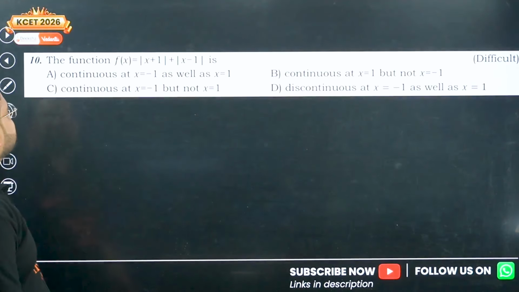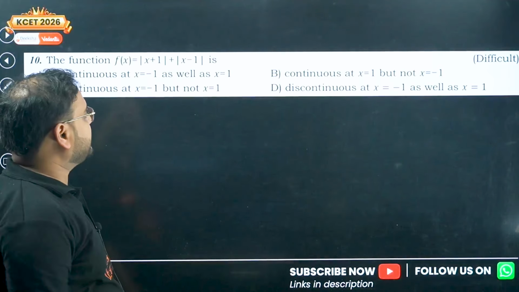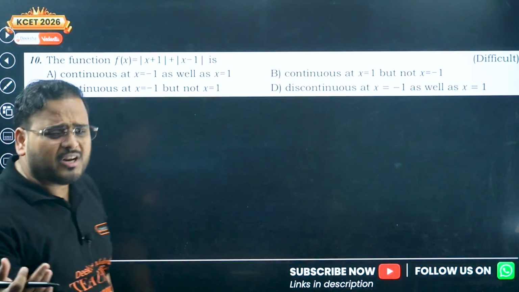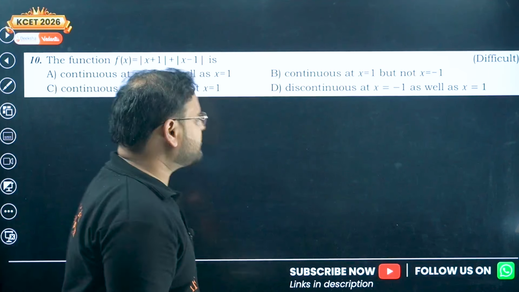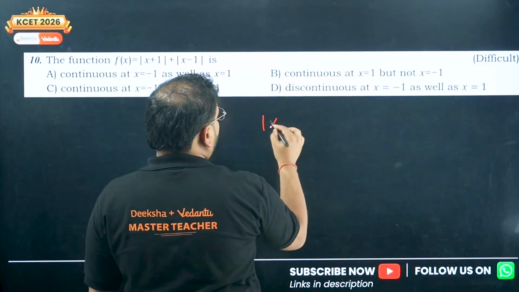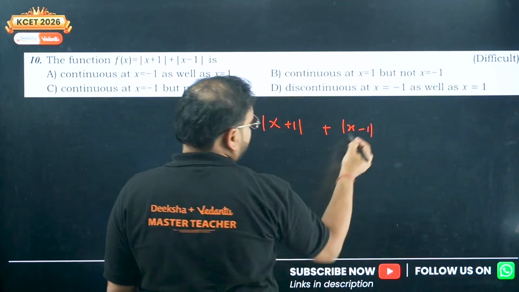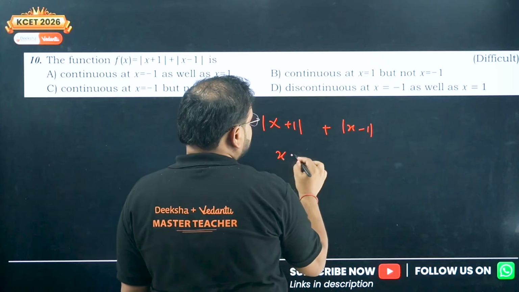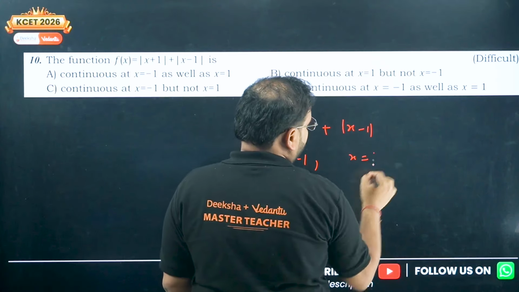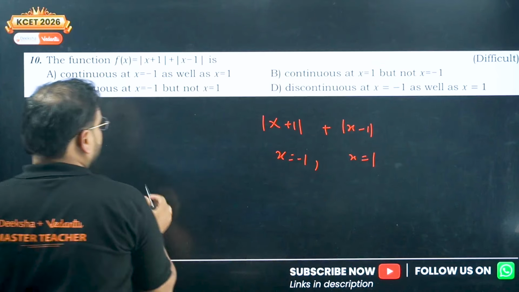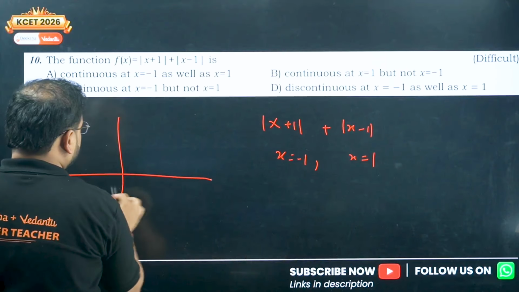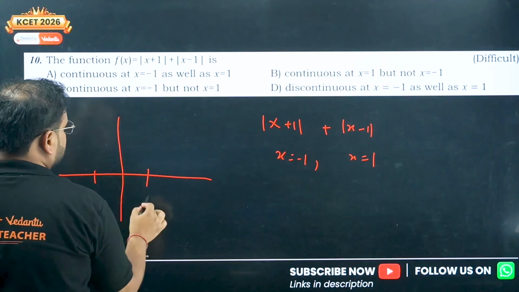Next, the function given, f(x) as mod of x plus 1 plus mod of x minus 1, is what? Modulus function is always continuous. Yes, we have a critical point over here. This function will have critical points at x equals minus 1 and x equals plus 1. And the graph of this function, if you remember, looks like this. This is minus 1, this is plus 1.